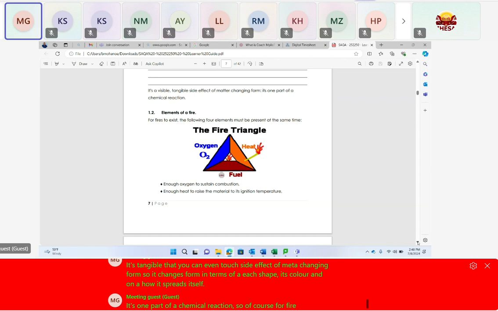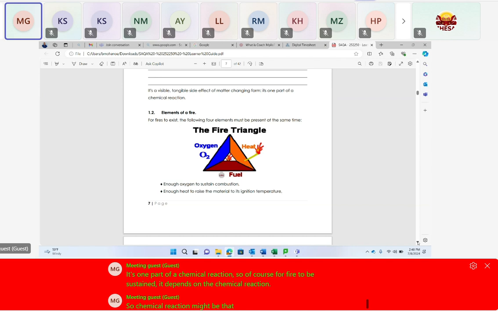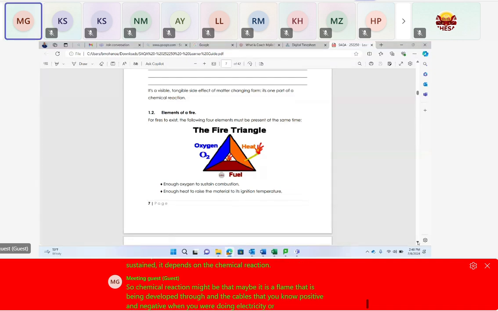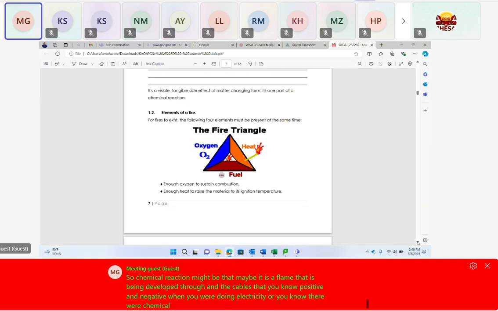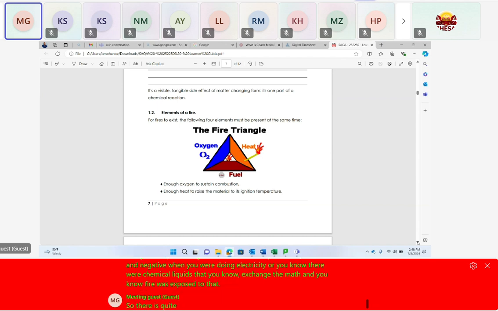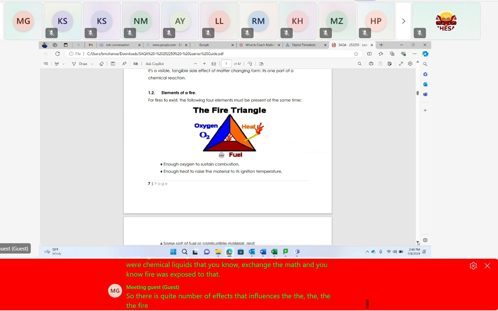So, of course, for fire to be sustained, it depends on the chemical reaction. So the chemical reaction might be that maybe it is a flame that is being developed through the cables that are positive, or there were chemical liquids that exchanged or met, and fire was exposed to that. So there is quite a number of effects that influence the fire.